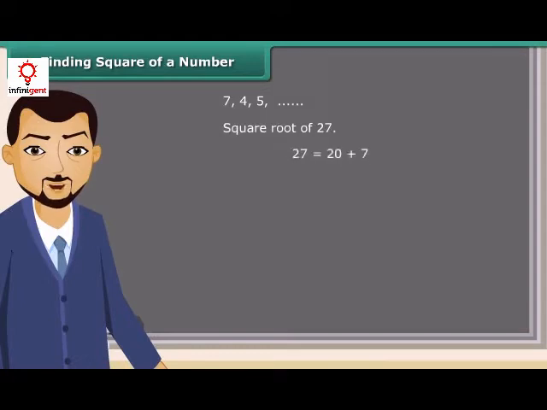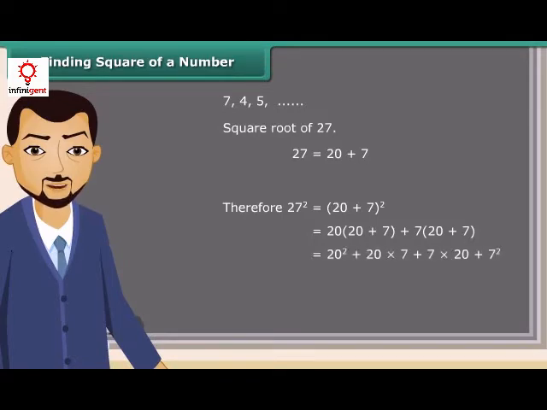We know 27 is a sum of 20 and 7. Therefore, the square of 27 is equal to (20 plus 7) whole square, which is equal to 20 into 20 plus 7 plus 7 into 20 plus 7, which is equal to 20 square plus 20 into 7 plus 7 into 20 plus 7 square, which is equal to 400 plus 140 plus 140 plus 49, which is equal to 729.